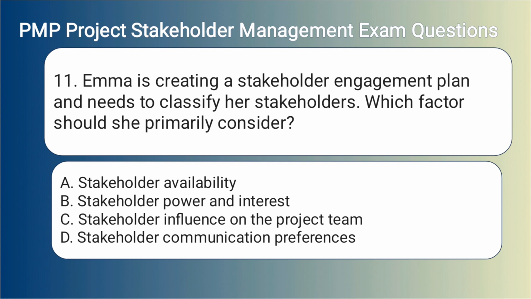11. Emma is creating a stakeholder engagement plan and needs to classify her stakeholders. Which factor should she primarily consider? A. Stakeholder availability. B. Stakeholder power and interest. C. Stakeholder influence on the project team. D. Stakeholder communication preferences.